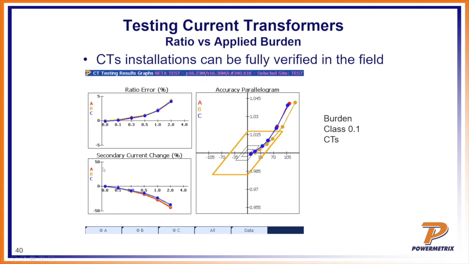So again, notice how ratio error gets worse. Secondary current drops off quite a bit on each phase, especially after I exceed that 0.1. Notice, here's my first burden step, 0.1 ohm, and notice how much it drops off after that. Pretty significant. Same thing is shown here on the parallelogram. At 0.1, and then it just kind of goes off the chart for that 0.1 ohm CT. If it's not clear, I don't recommend 0.1 ohm CTs. Get at least 0.5.